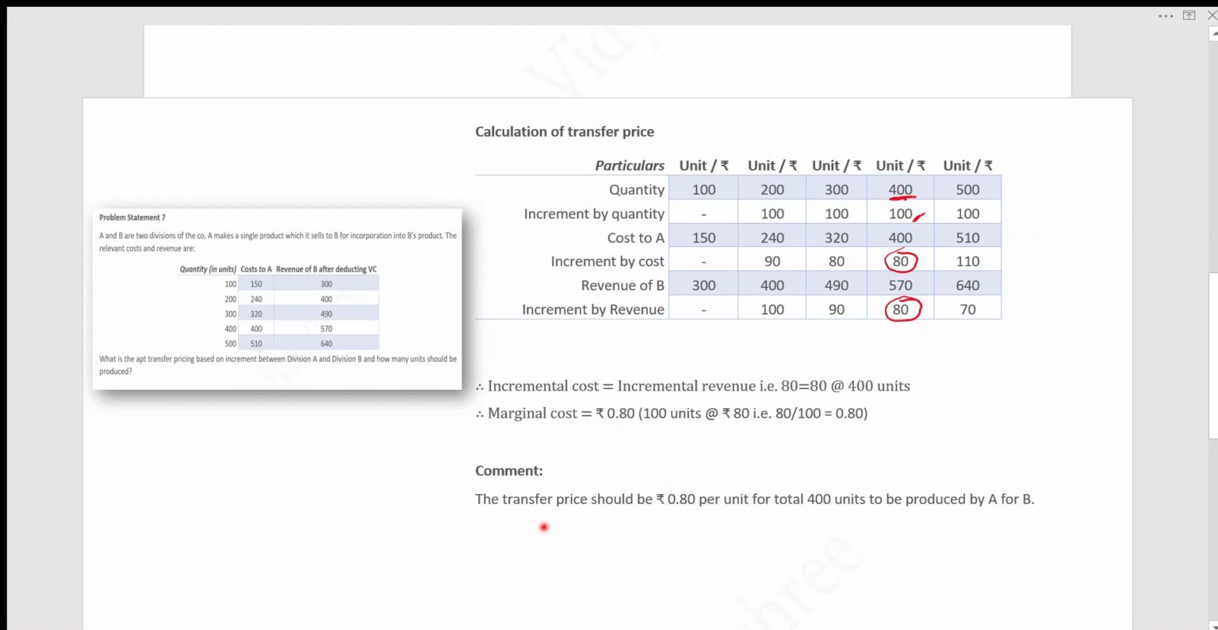So finally we got to know the transfer price. You can write it in the comment. The transfer price should be rupees 0.80 per unit for a total of 400 units to be produced by A for B. As per our calculation, for 400 units, it can fix a price of 0.80. That's it. Thank you.